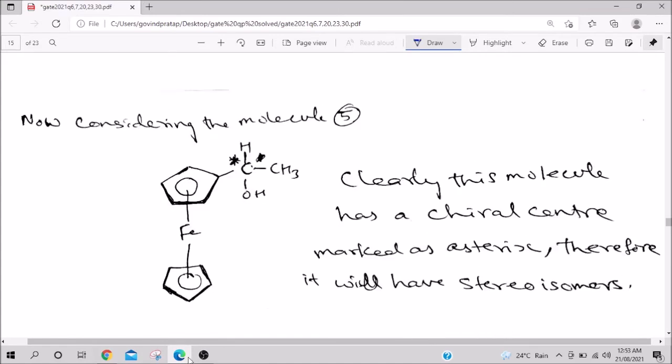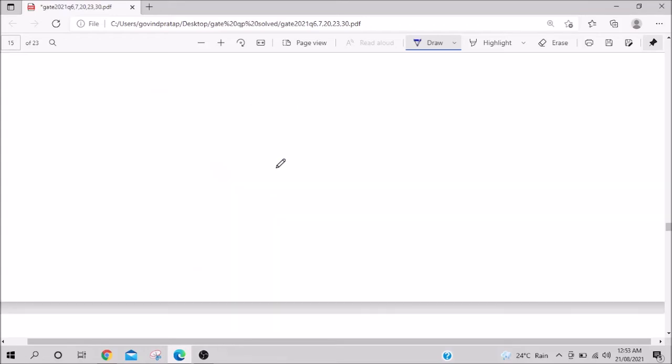Next is this. This molecule was very easy because it already has a chiral center and this one does not have. And so, of course, you will have at least two stereoisomers. So, you will forget about this molecule.